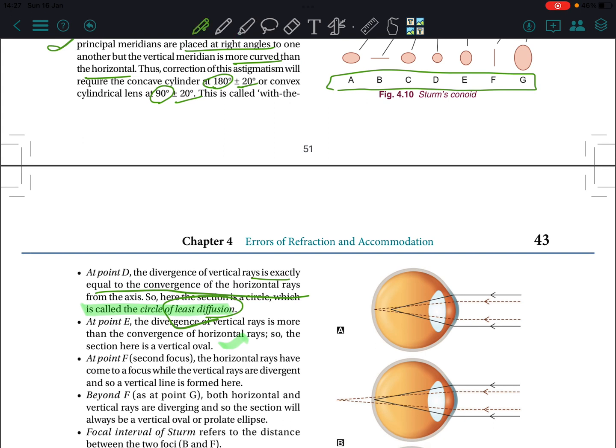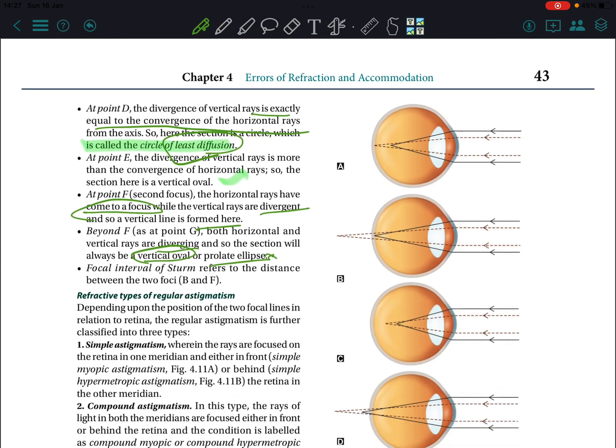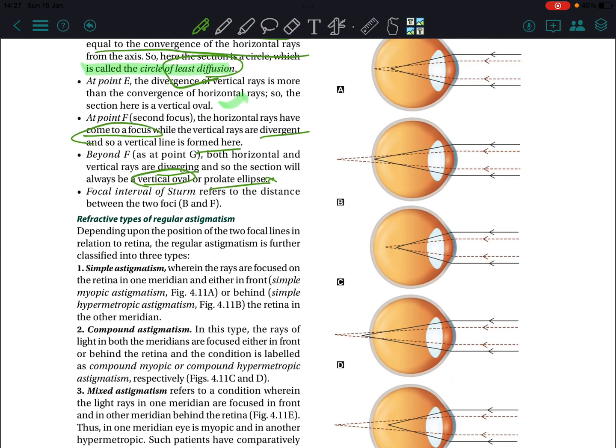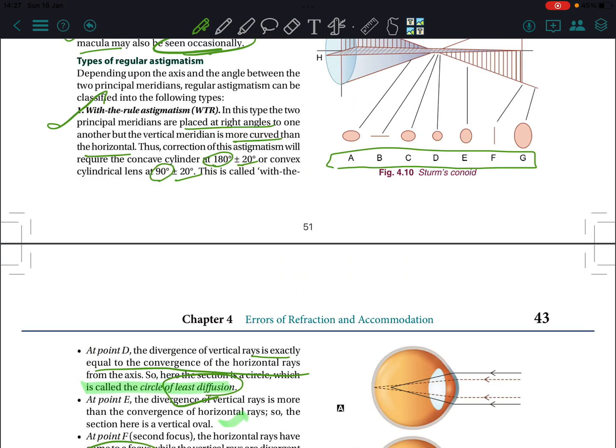And at point E, the divergence of vertical rays is more than the convergence of horizontal rays. And at point F, the horizontal rays have come to focus while vertical rays are divergent, so a vertical line is formed. Beyond F, both horizontal and vertical rays are diverging, so the section will always be a vertical oval or prolate ellipse. Focal interval of Sturm refers to the distance between the two foci B and F.